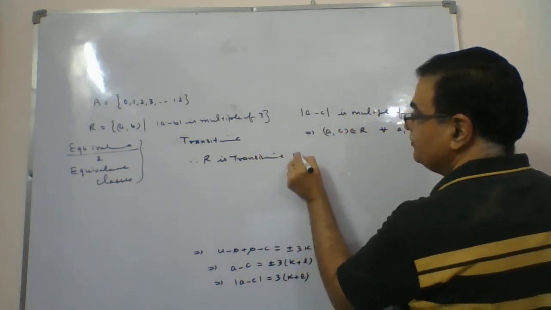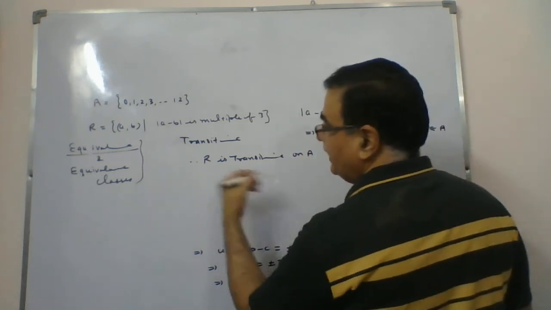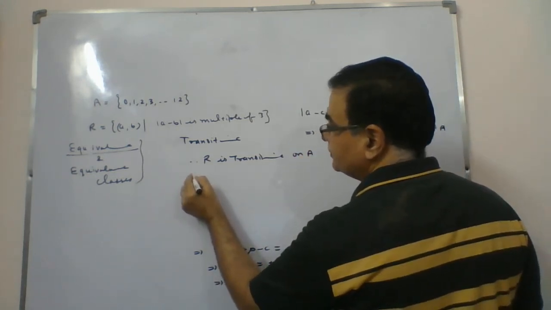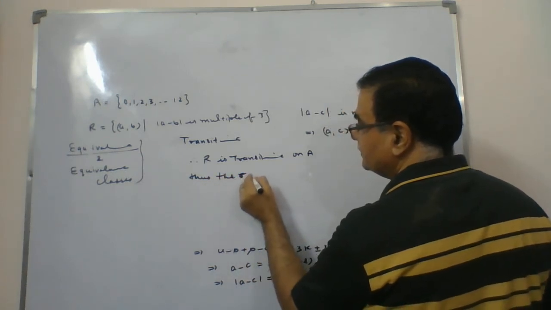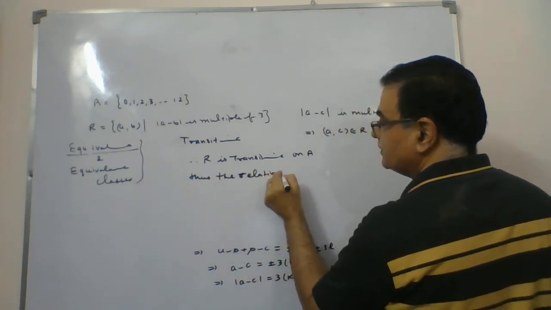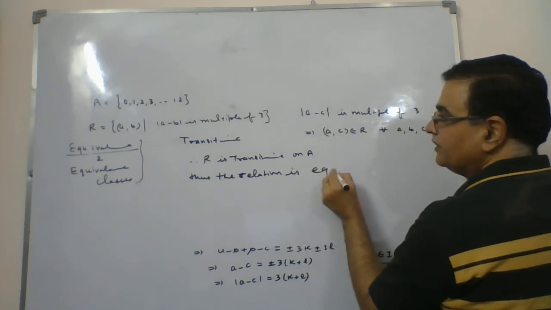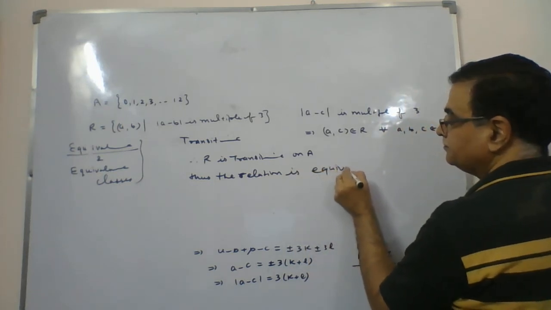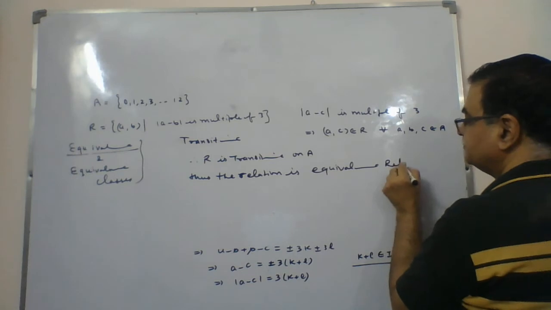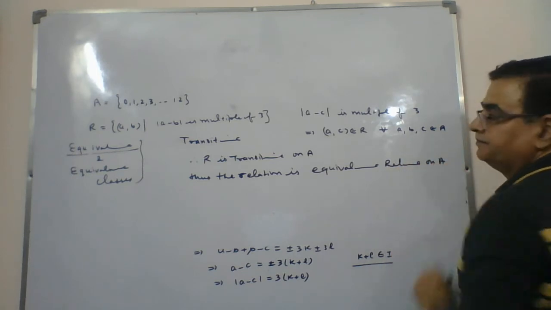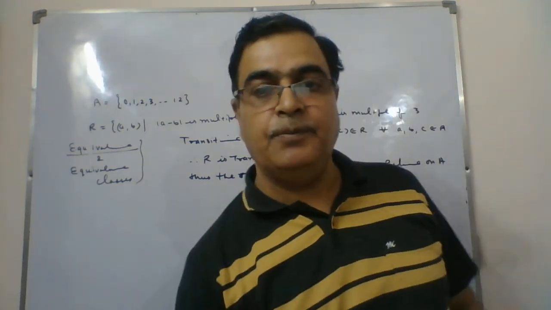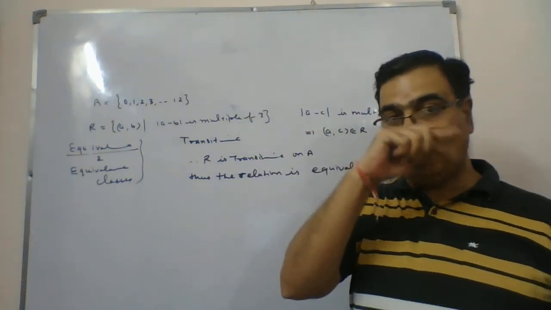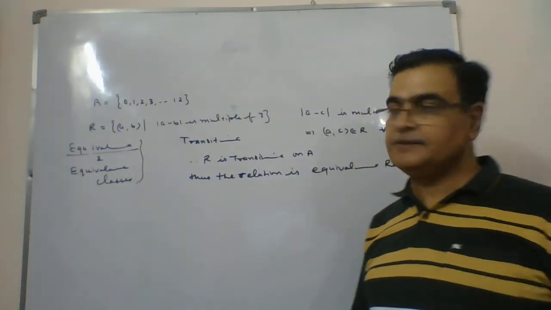R is transitive on A, and thus the relation is an equivalence relation on A. After getting this, now the second part of the question says you write down what the equivalence classes are.